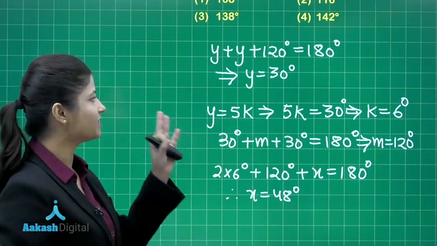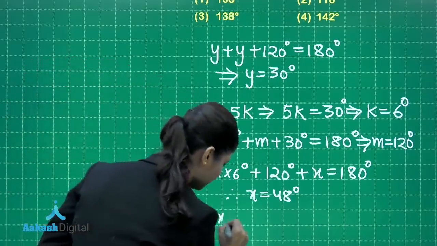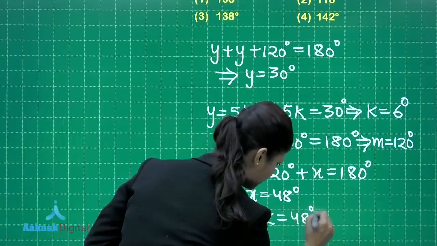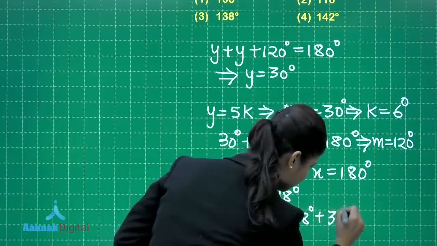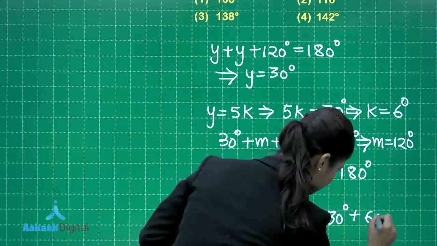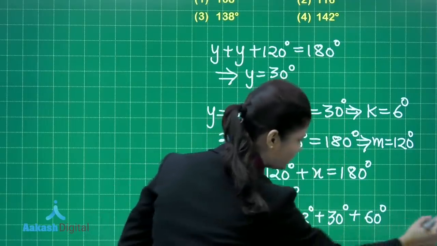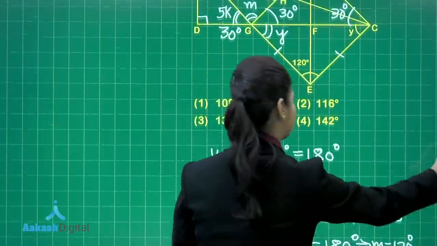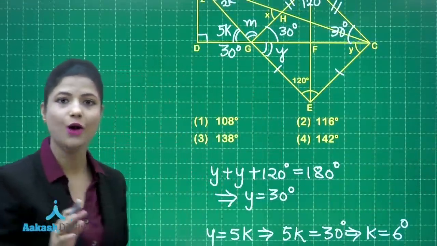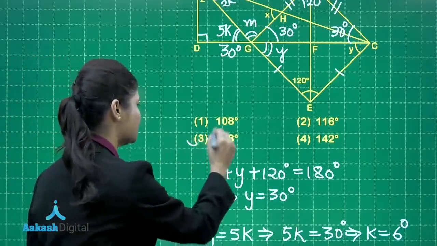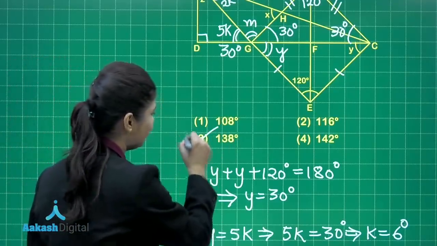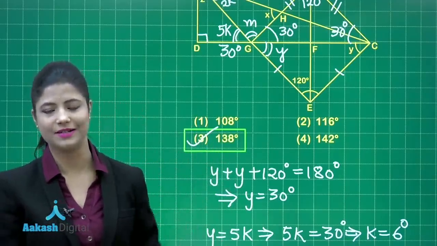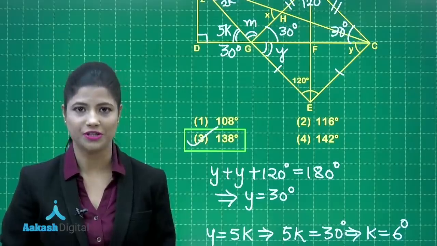So I have obtained X, Y and Z. I need here the sum of X, Y and Z, that is 48 degrees, where Y is equal to 30 degrees and Z is equal to 60 degrees. When you take the sum total, it is equal to 138 degrees. So I can clearly say that the answer in this question out of these 4 options is definitely option number 3, which is 138 degrees. X plus Y plus Z equals this answer. Now let's proceed to our next question.